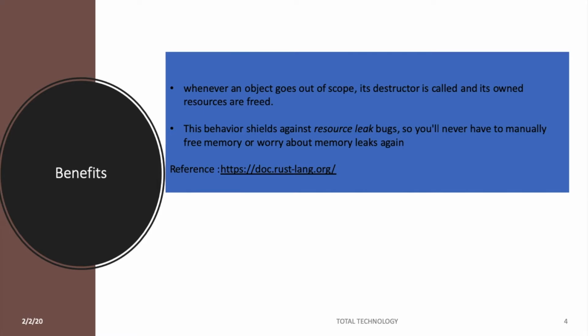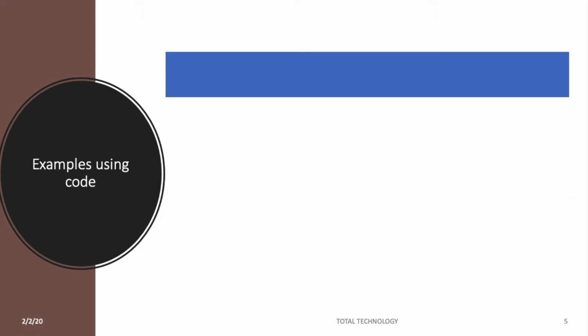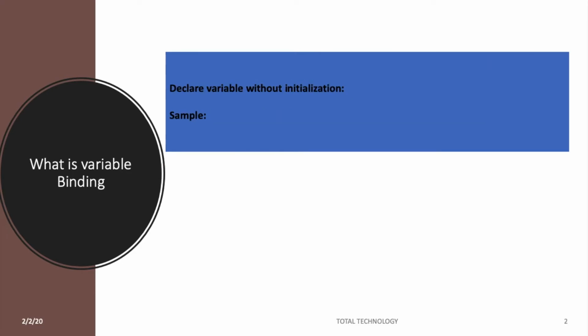Again, you can read more about this theoretical part on the Rust official documentation website. Now examples using code. First, let's declare a variable without initialization. How do we do that?